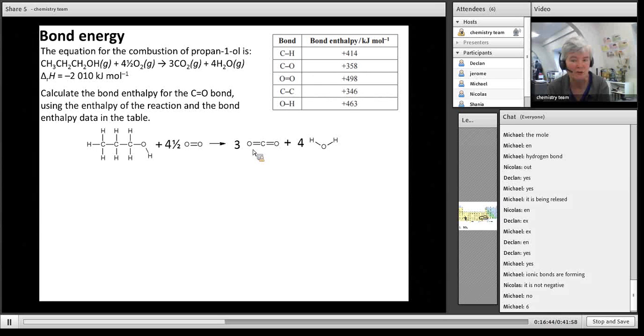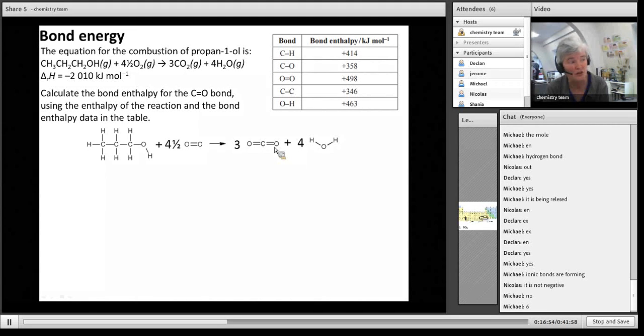It's a bit of a trick question. 6. Well done, Michael. Okay, because I've got 3 carbon dioxide molecules being formed, and each carbon dioxide molecule has got 2 C double bond O's. So I've got 6 overall.